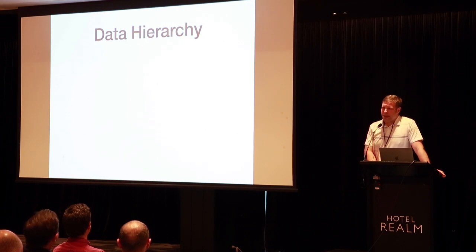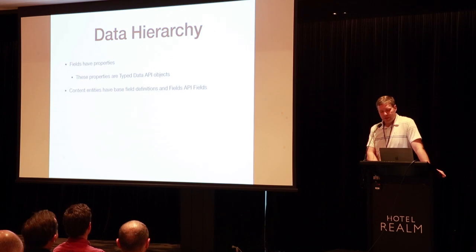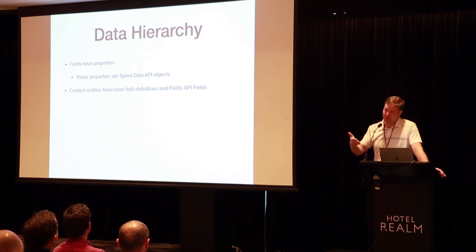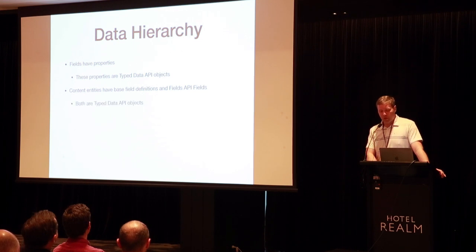So let's take a look at the data hierarchy. I've mentioned a few times so far that the TypeData API creates the building blocks of Drupal. Fields from the field API have properties. When you're creating a new field type, you list out the properties and you say what they are. These properties themselves are TypeData API objects. Content entities have base field definitions, which are also TypeData API objects, and then you can attach field API fields to the content type. So both of these are TypeData API objects themselves.